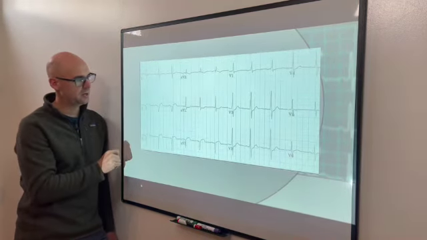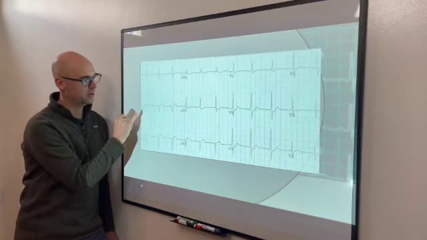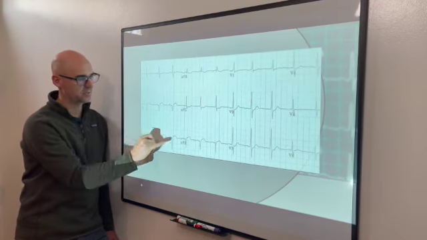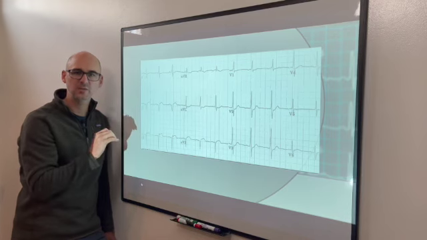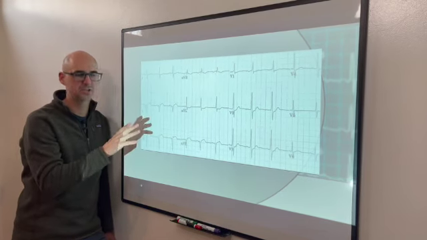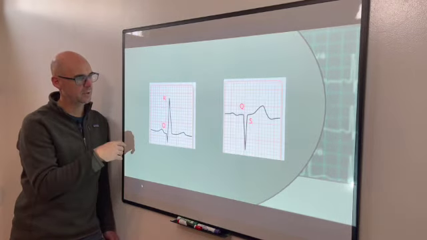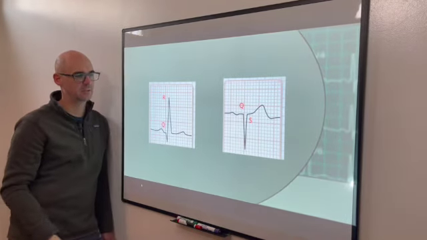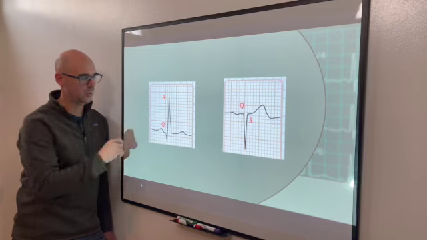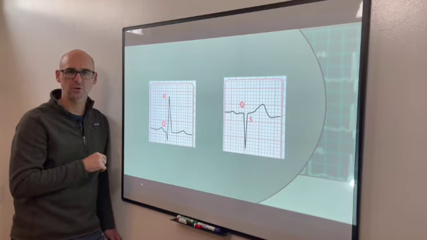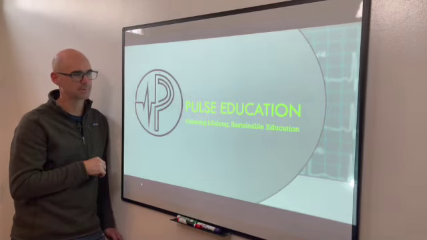Versus this patient here, also an inferior infarction, but we can see evidence of these large Q waves. Again, this patient's infarction has pretty much come to an end. That area of the heart is going to be dead. So in this case, we're going to have these large pathological Q waves rather than our physiological Q waves that we would normally see. Hopefully that was helpful.